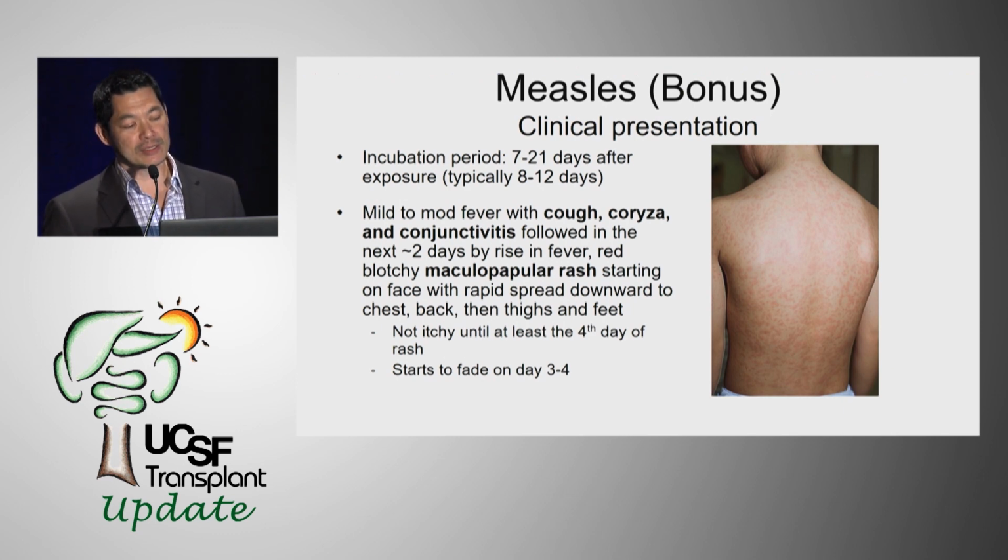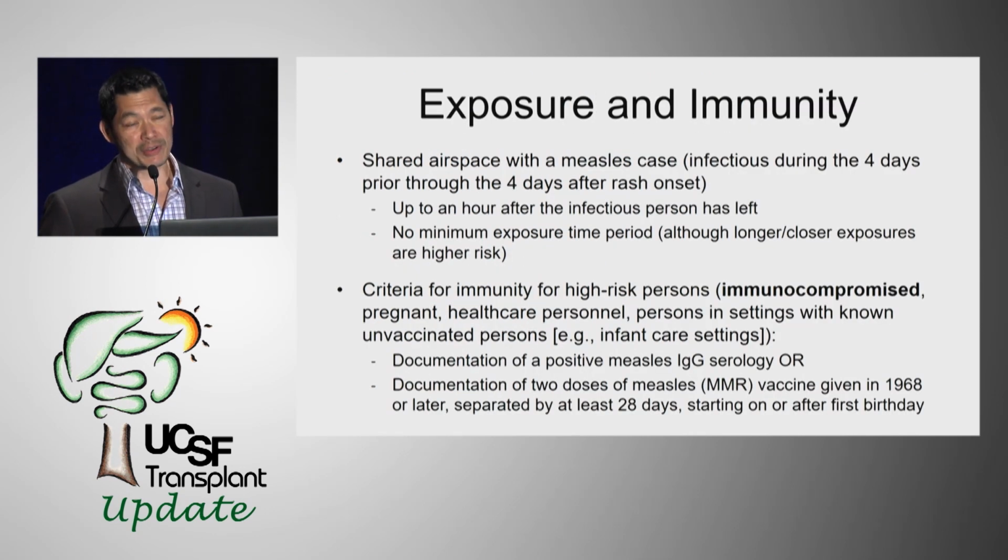And then in the next 2 days, you get a rise in fever, and you get this red blotchy maculopapular rash. It starts on the face and rapidly spreads downward to the chest, the back, then the thighs and the feet. Patients generally get itchy, but not until the 4th day of rash, and then the rash starts to fade after day 3 to 4. So the scary thing about measles is that it's extremely, extremely transmissible.